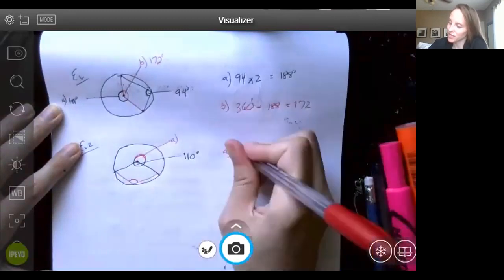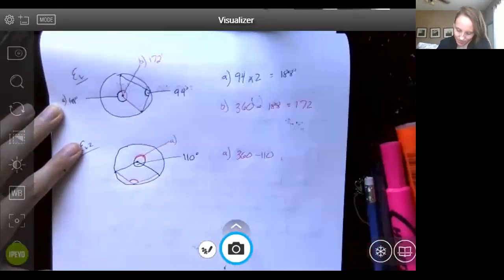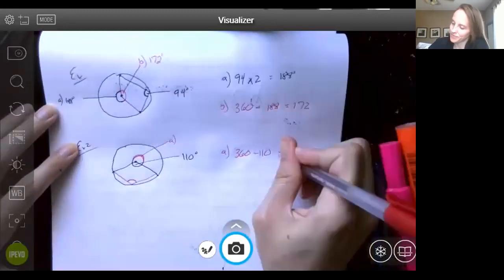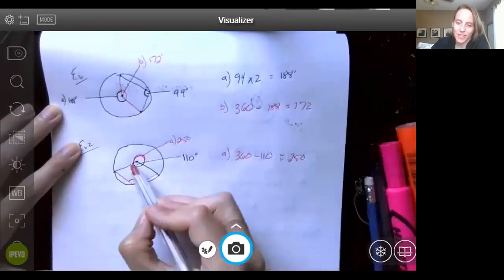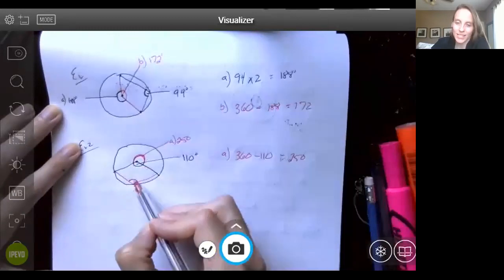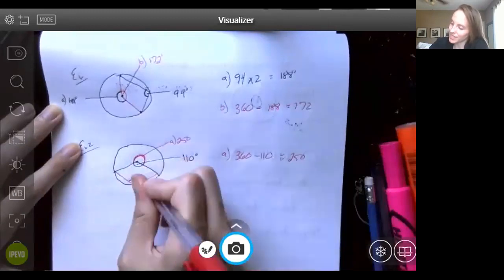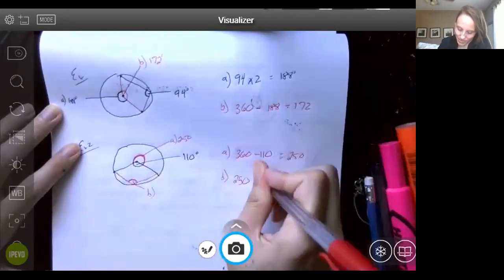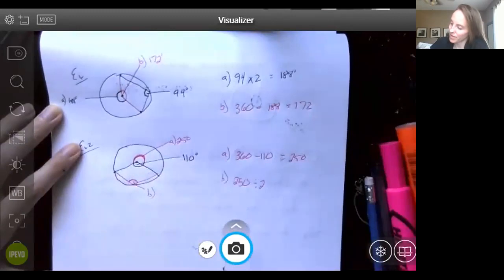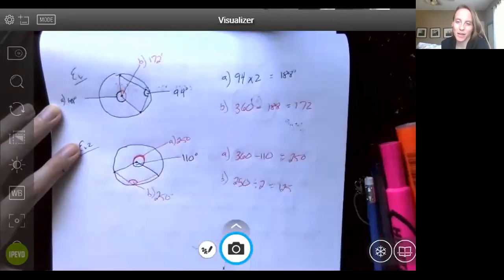So in this case, I'm going to do 360 minus the 110, which is obviously 250. And now that central angle is facing the same way as this inscribed angle. So my second step is just going to take the central angle and divide it by 2 in order to get my 250 degree inscribed angle.